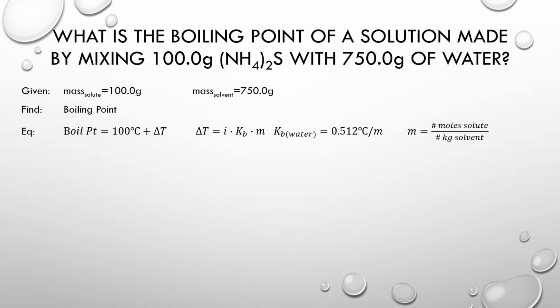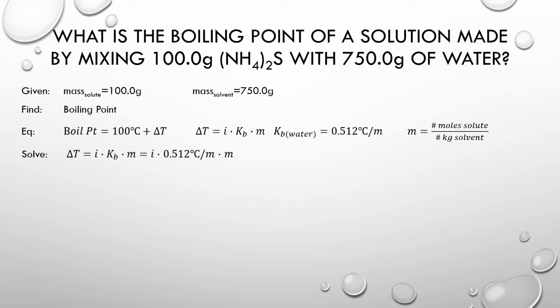Boiling point is going to be whatever the original boiling point is plus the elevation, the delta T. Delta T is determined by i K sub b m, and K sub b for water, it changes depending on your substance, but our solvent is water, so K sub b is 0.512 degrees Celsius per molality. And finally, molality is number of moles of solute over number of kilograms of solvent. So that should give us about everything we need to know.